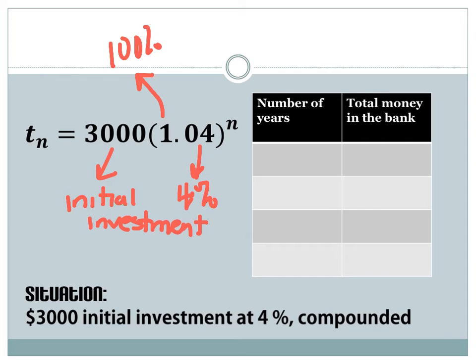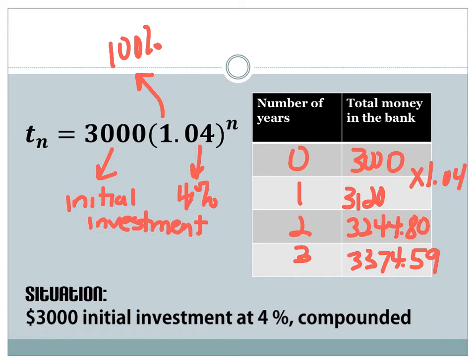So this one deals with money, so I multiplied by 1.04 each time. That means I'm getting money on my money. So the first time I made $120, and the next year I'm making 4% on the original 3,000 and the $120 that I got in interest. So that's why exponential growth, compound interest, is way better than simple interest.